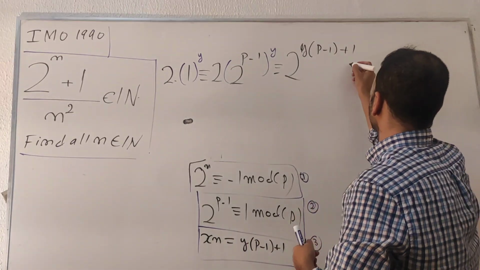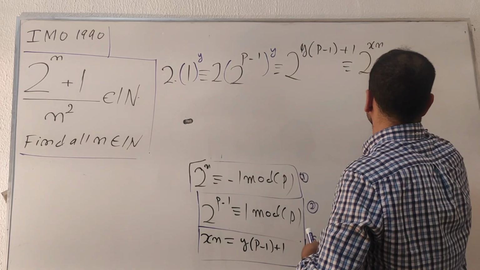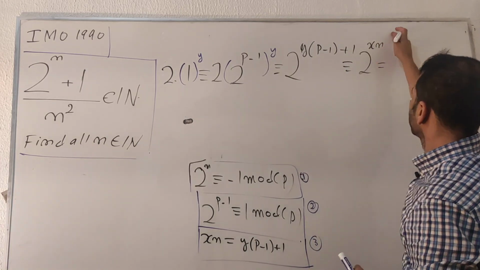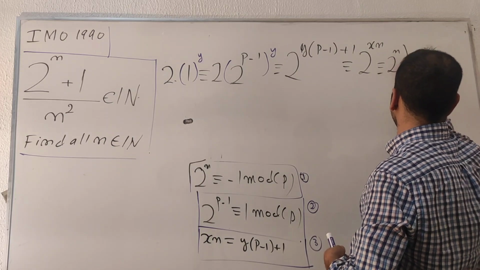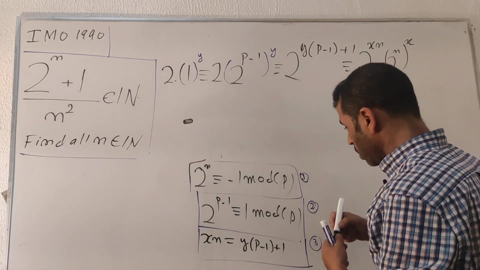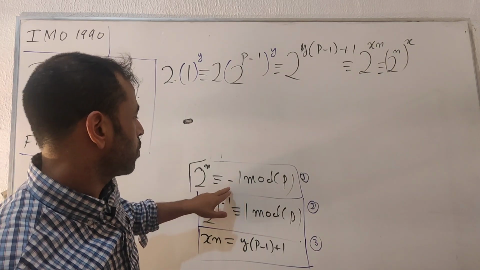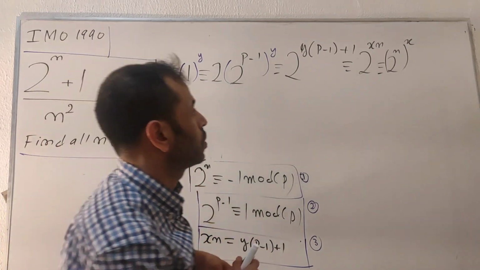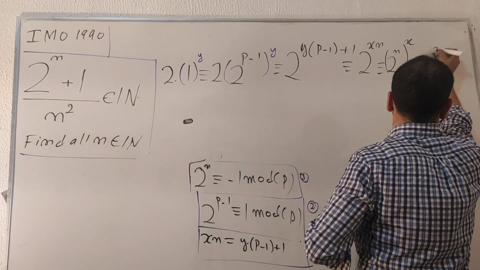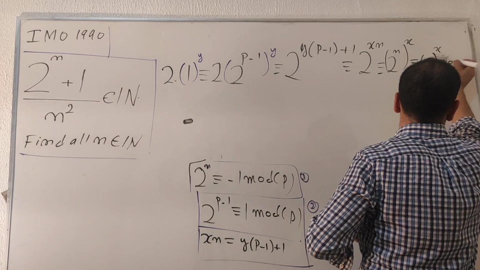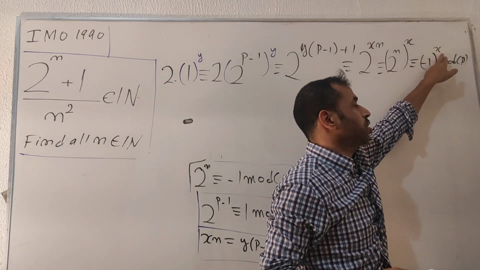Okay, so this is congruent to 2 to the XN. I'm going to put N as an exponent here as well, and X as an exponent, so I get 2 to the N, all raised to the X. I'm going to replace 2 to the N with minus 1, since this is congruent to minus 1 mod P. So this will be congruent to minus 1, all raised to the X as an exponent, mod P. So now we need to know whether the exponent is odd or even.